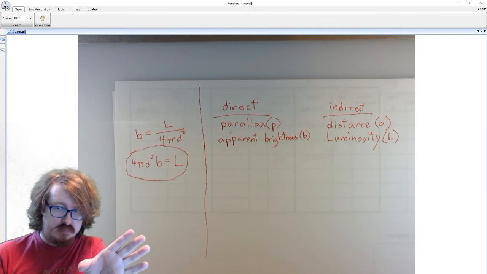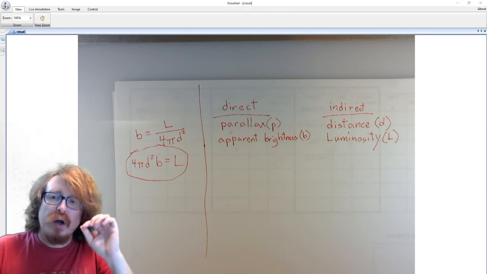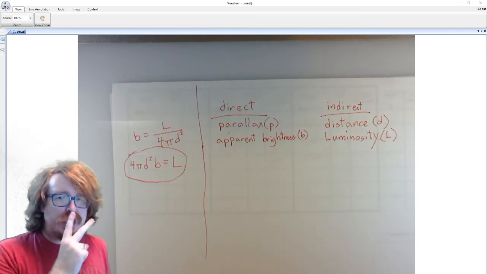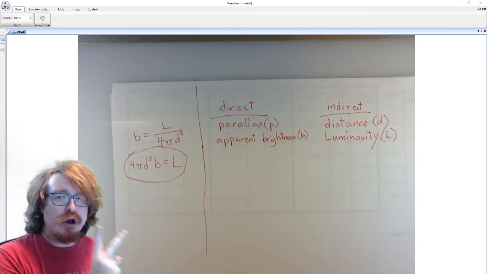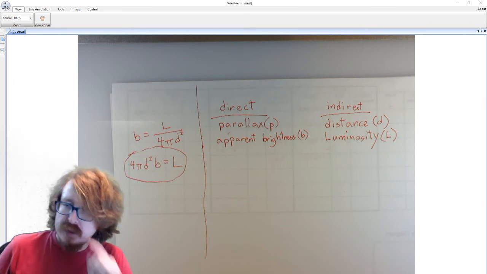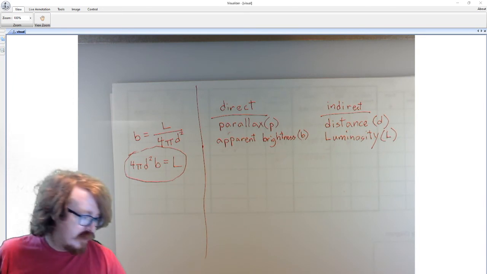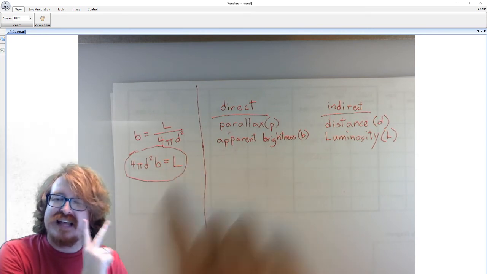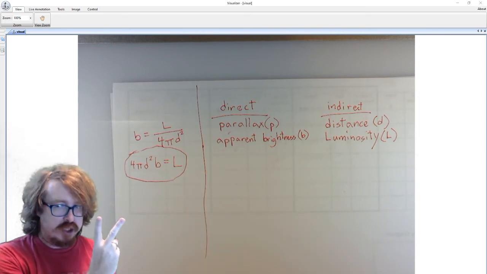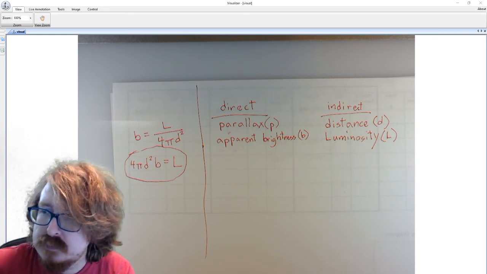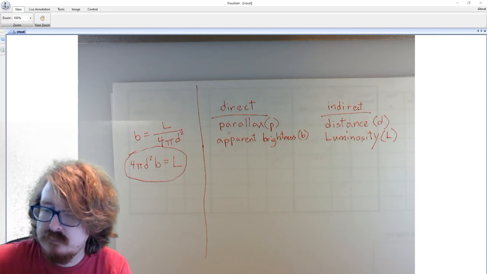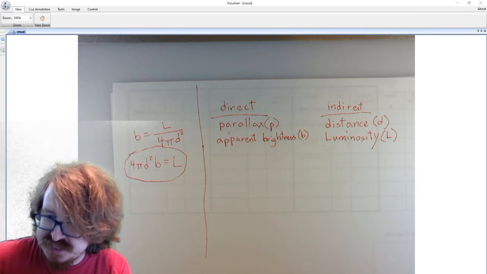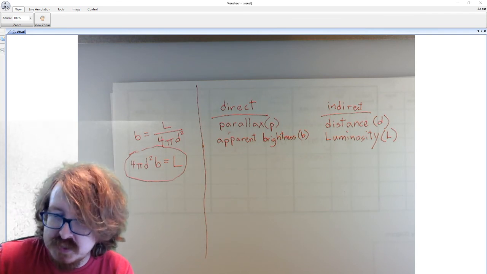And if they want to use this equation to find L, here is a possible test question I could ask, okay? If an astronomer wants to know the luminosity of a star, what 2 things do they need to know first? Put it in the Discord. If the astronomer wants to know the luminosity of a star, what 2 things does that astronomer have to find first? Distance and apparent brightness, okay?